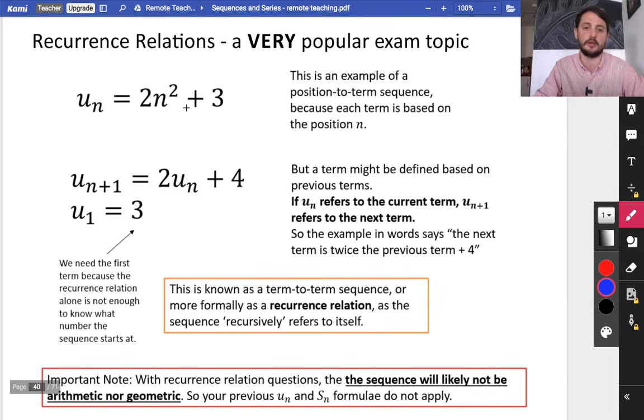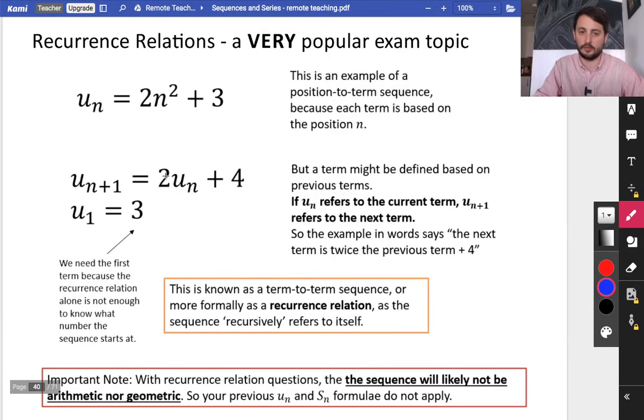So this one here that I've got as an example, this is not a recurrence relation. It says this is an example of a position to term sequence because each term is based on the position n. So if I wanted to find out what the 50th one is, all I need to do is substitute 50 in. However, a term might be defined based on the previous terms. So here I have u of n plus 1 equals 2un plus 4. If un refers to the current term, un plus 1 refers to the next term. So the example in words says the next term is twice the previous term plus 4.